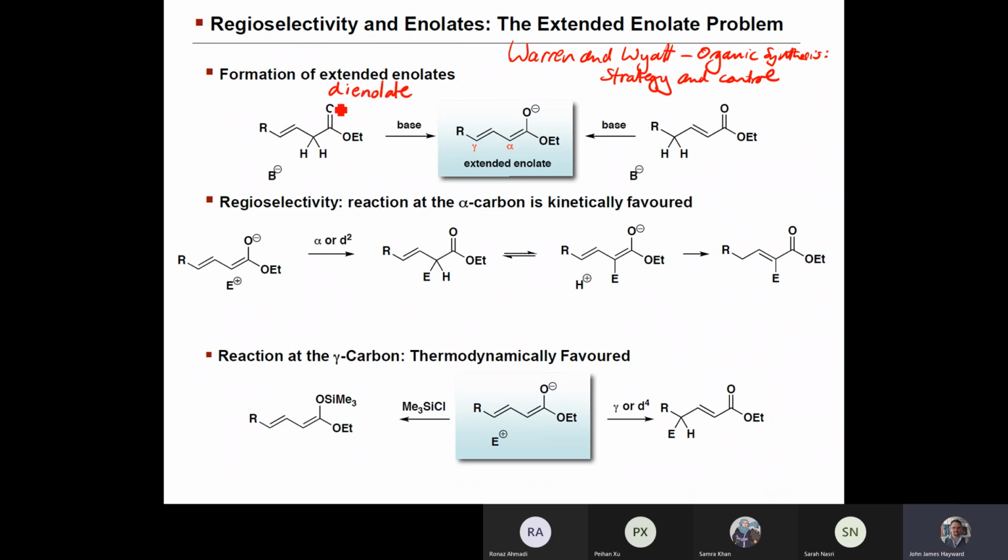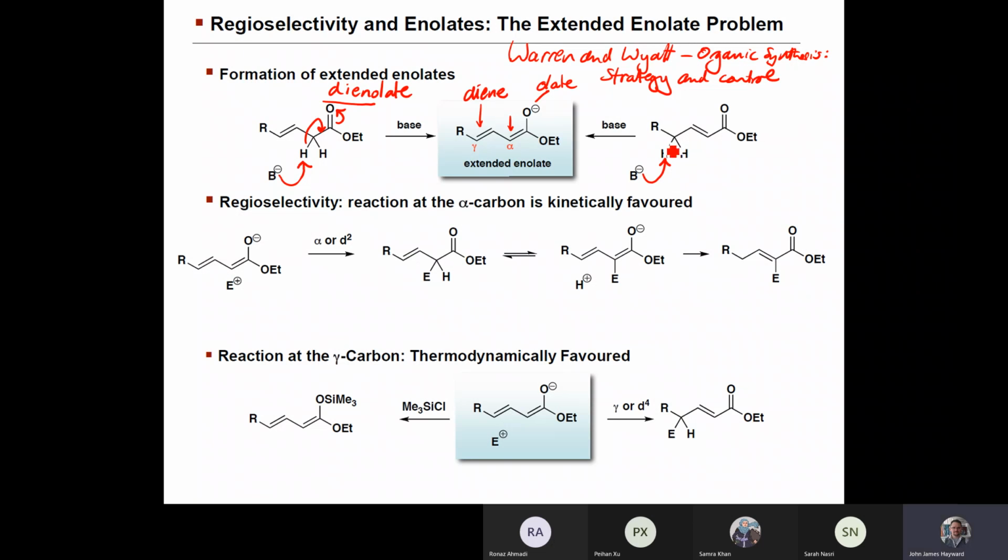Dienolate. Okay, and I'm going to focus there on the diene part because there we have a diene, and then we have our olate, if you like. So an extended enolate is that compound in the middle, the dienolate, and it can be formed one of two ways. Well, we can deprotonate an alkene ester on the left at the alpha position, or we can deprotonate a conjugated system at the gamma position.